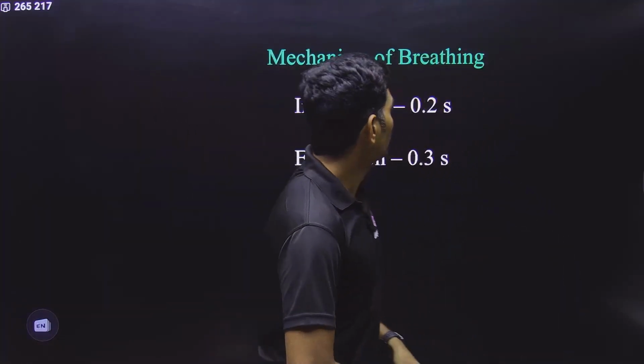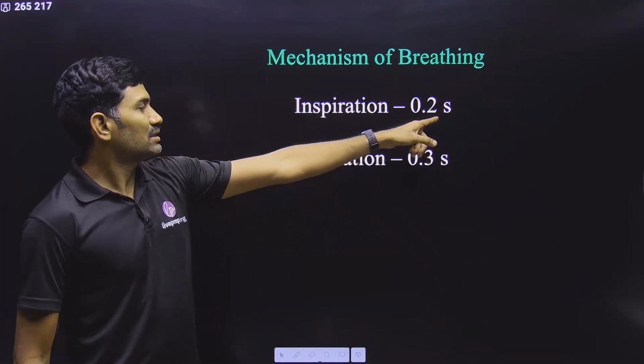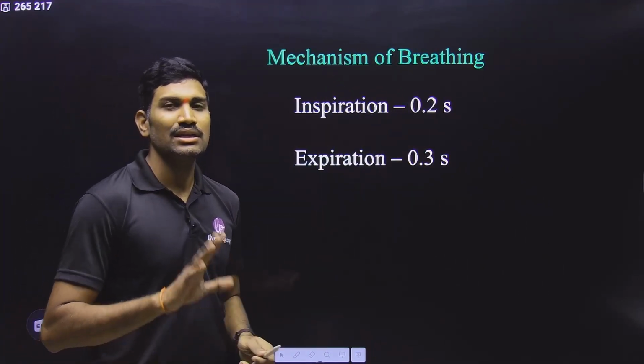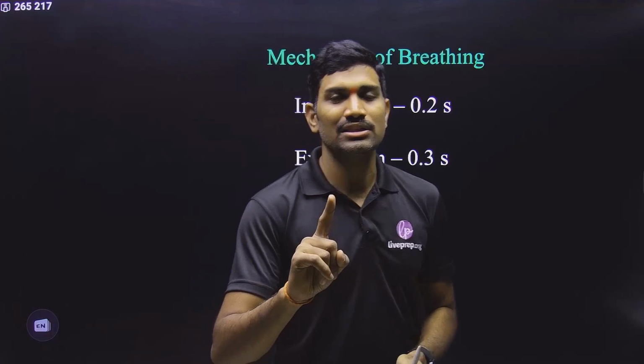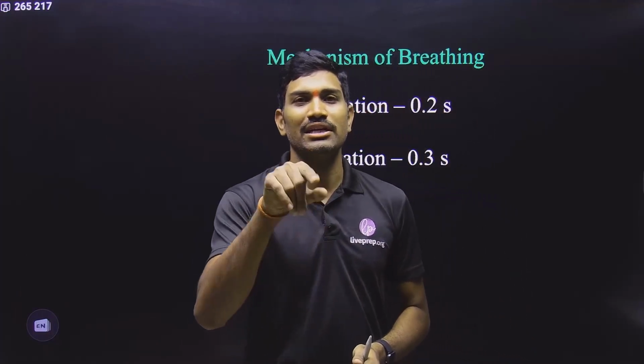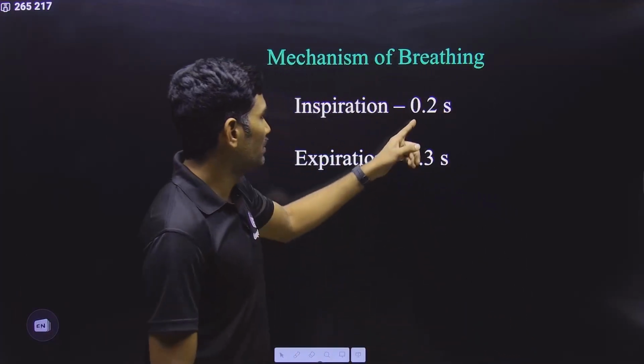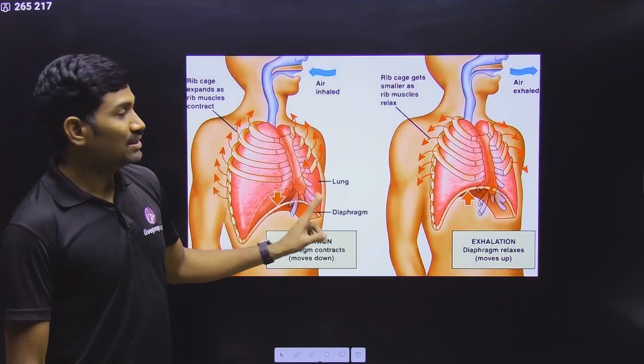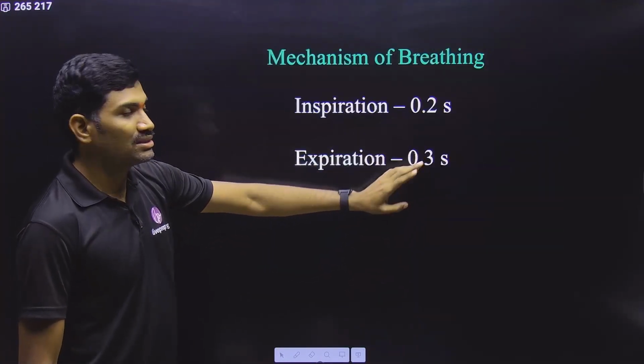Oh no, okay. It is not 0.2, it is 2 seconds, and this is 3 seconds, total 5 seconds. 5 seconds for one breathing. That's why in 1 minute, on average, how many breaths do we get? It is 12 times. So please change it. It is 2 seconds and this is 3 seconds. Okay, nice. Please change it.